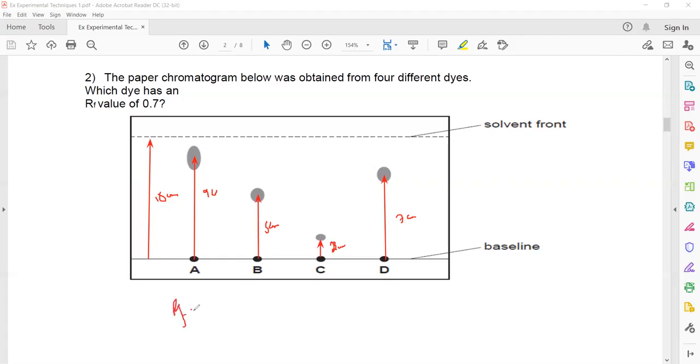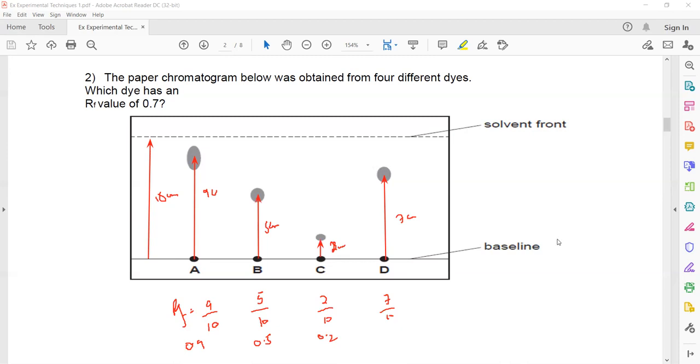So when we find the RF value, it is the distance moved by the spot from the origin divided by the distance moved by the solvent. So for A this will come out as 0.9. When we find for B, it will be 5 divided by 10, that's equal to 0.5. For C, it will be 2 divided by 10, 0.2. And for D, it will be 7 divided by 10, so it will be 0.7.